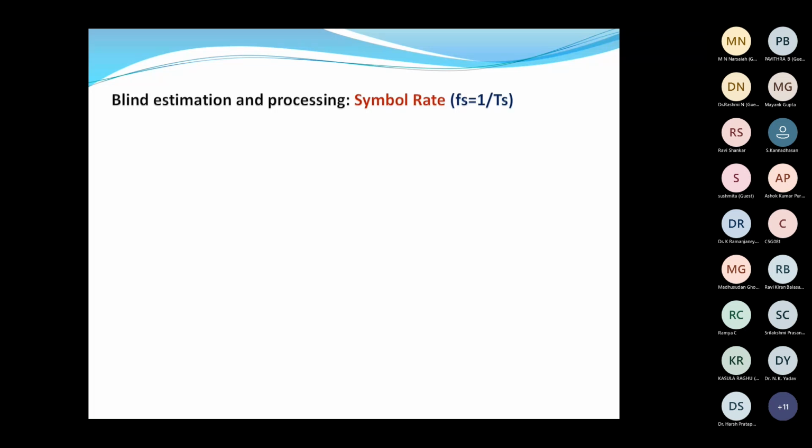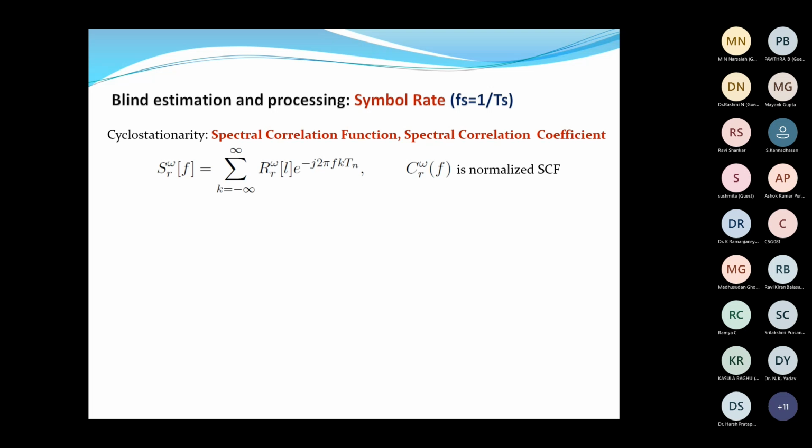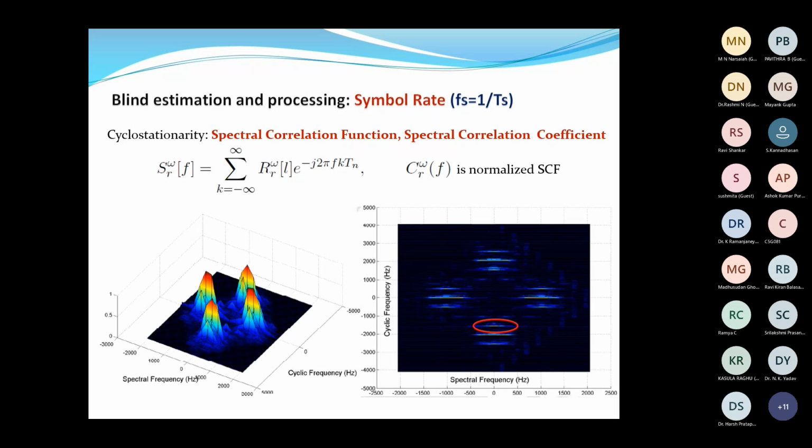The first parameter that we take on is the symbol rate of the received signal. We have the scheme of estimating the symbol rate using the feature called the spectral correlation function, then the spectral correlation coefficient that is derived from the spectral correlation function itself. When we see the 3D plot between the cyclic frequency and the spectral frequency domain, we see various artifacts generated at the symbol rate. This particular feature was helpful because it is immune to the noise scenario as well as the fading scenario.